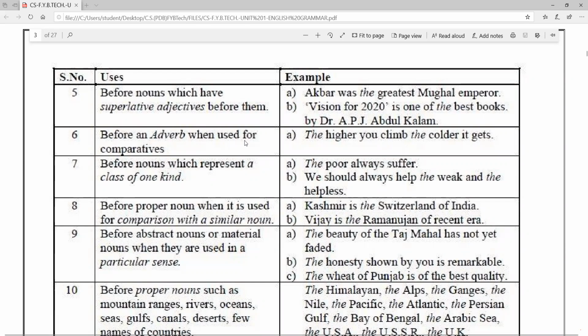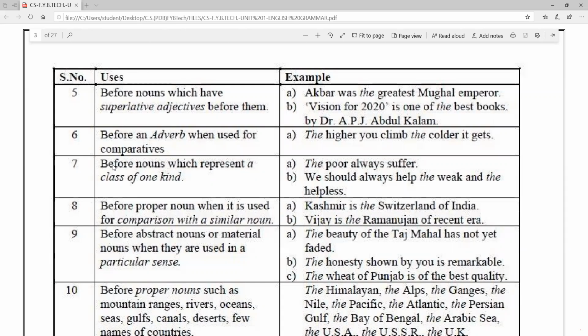Sixth one: before an adverb when used for comparatives. एखादं adverb जे compare करण्यासाठी आपण वापरतो, त्या adverb च्या आधी आपण the हे article वापरतो. For example, the higher you climb, the colder it gets. तुम्ही जेवढं वर जाल तेवढी थंडी वाढत जाते. When you go to any hill station like Panchgani, Mahabaleshwar, then you are going higher, at the peak of that mountain or plateau. हवा थंड होत जाते. The higher you climb, the colder it gets.